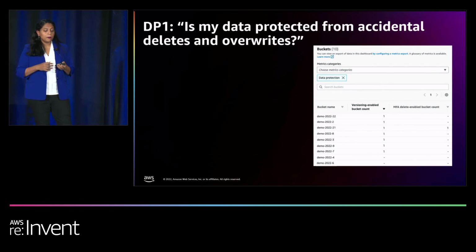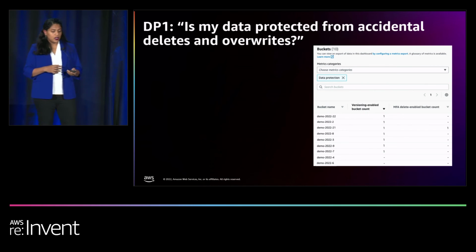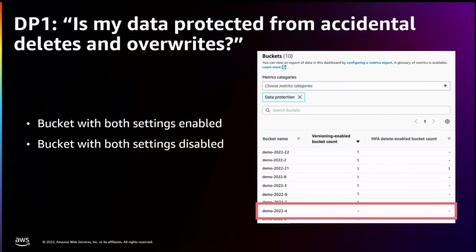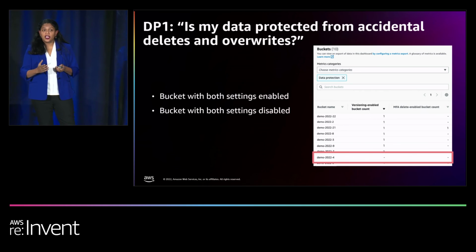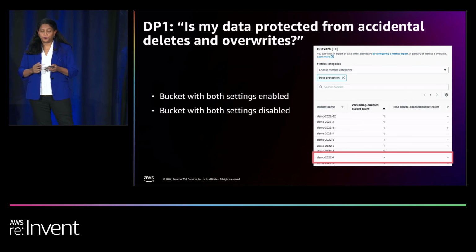You can jump to the buckets view to see which buckets have this feature enabled. For example, the bucket over here has both of the settings enabled, while this bucket has neither of them enabled. If you wish to enable versioning at this point, it's still just a one-click action on the console, and you can start protecting your data going forward.